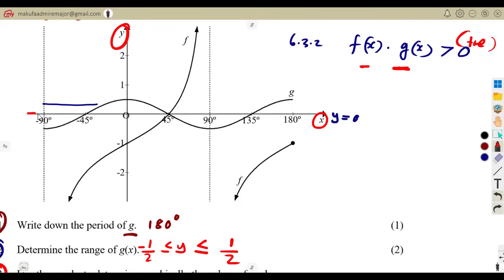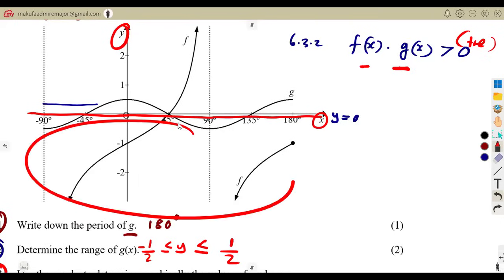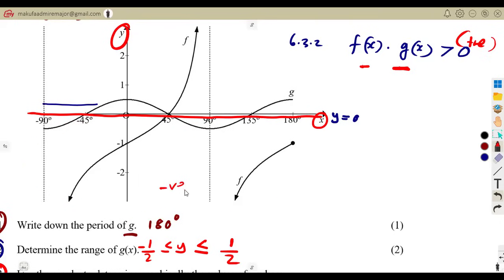Being in the negative region means below the x-axis; you measure that by the x-axis. Below the x-axis is where we talk of negative values. Above, positive. So it's either both are negative or both are positive, because positive times positive gives us a positive, and negative times negative gives us a positive. These are the regions that we want, where both functions are negative or both are positive at the same time, simultaneously.